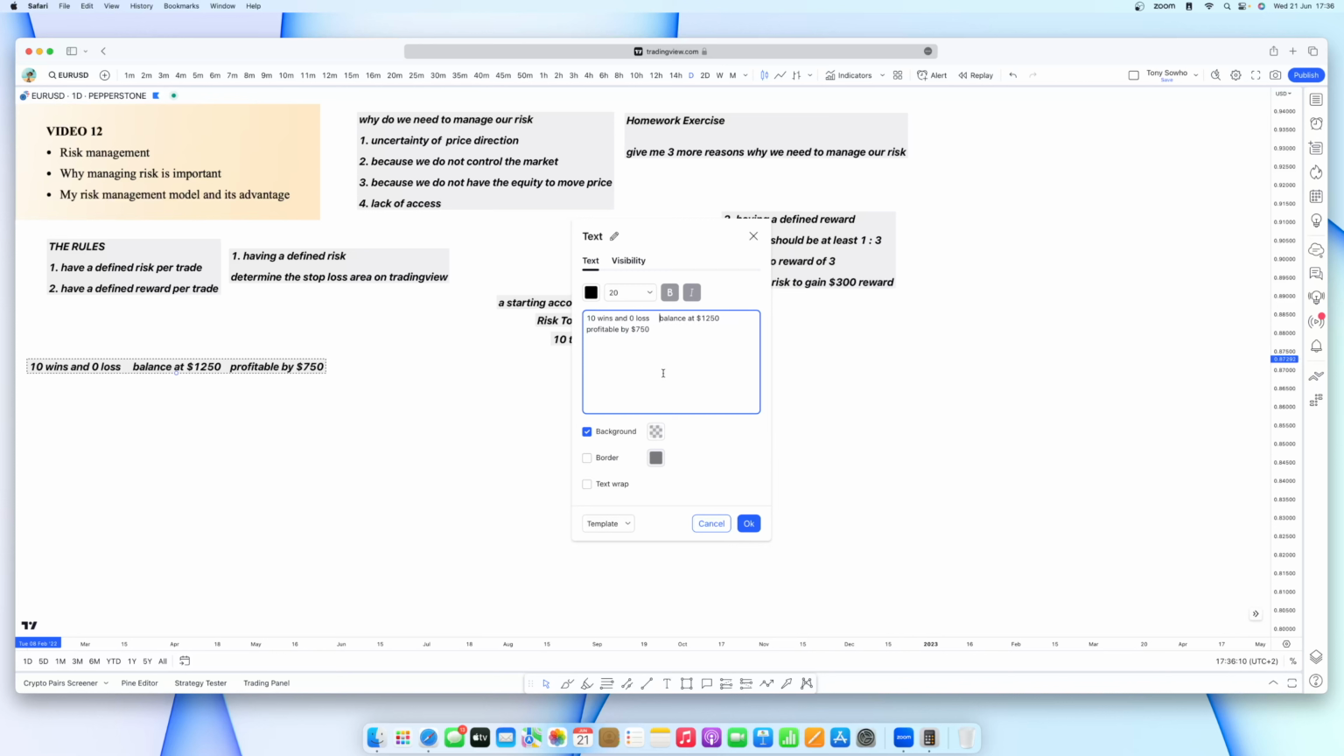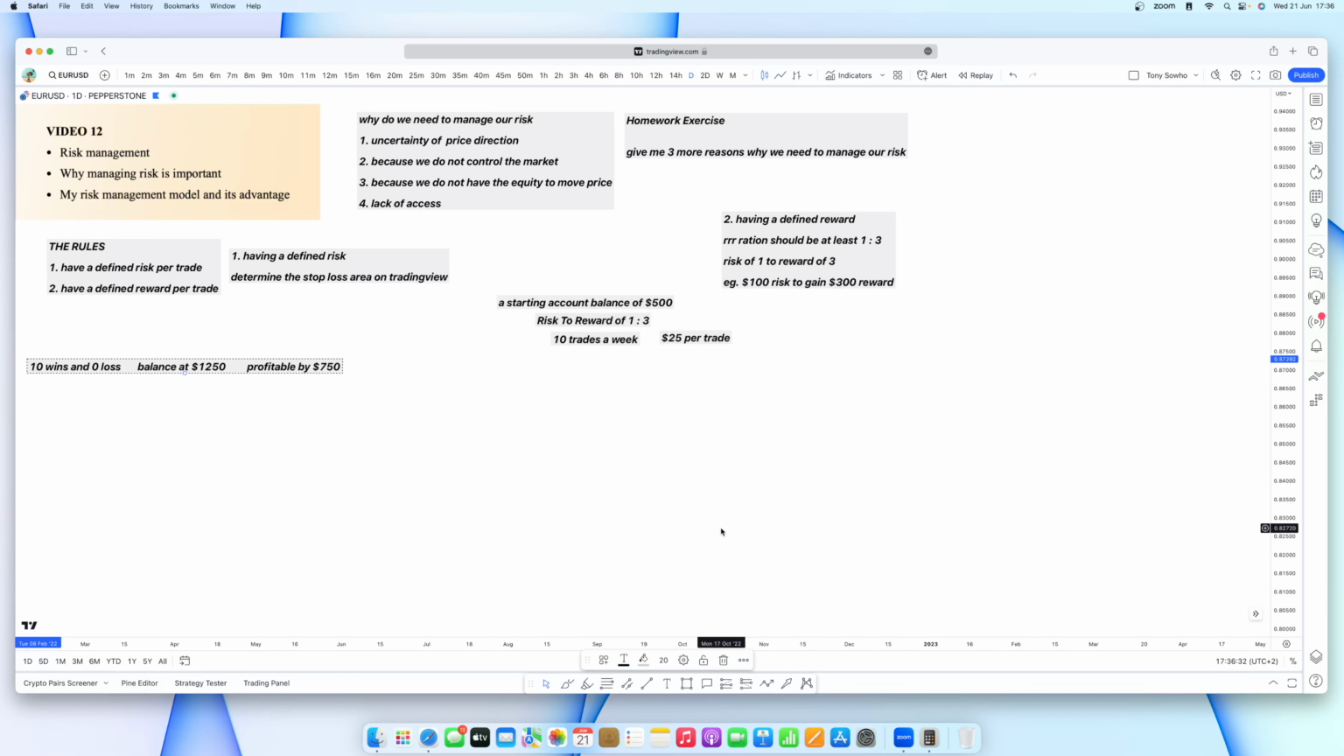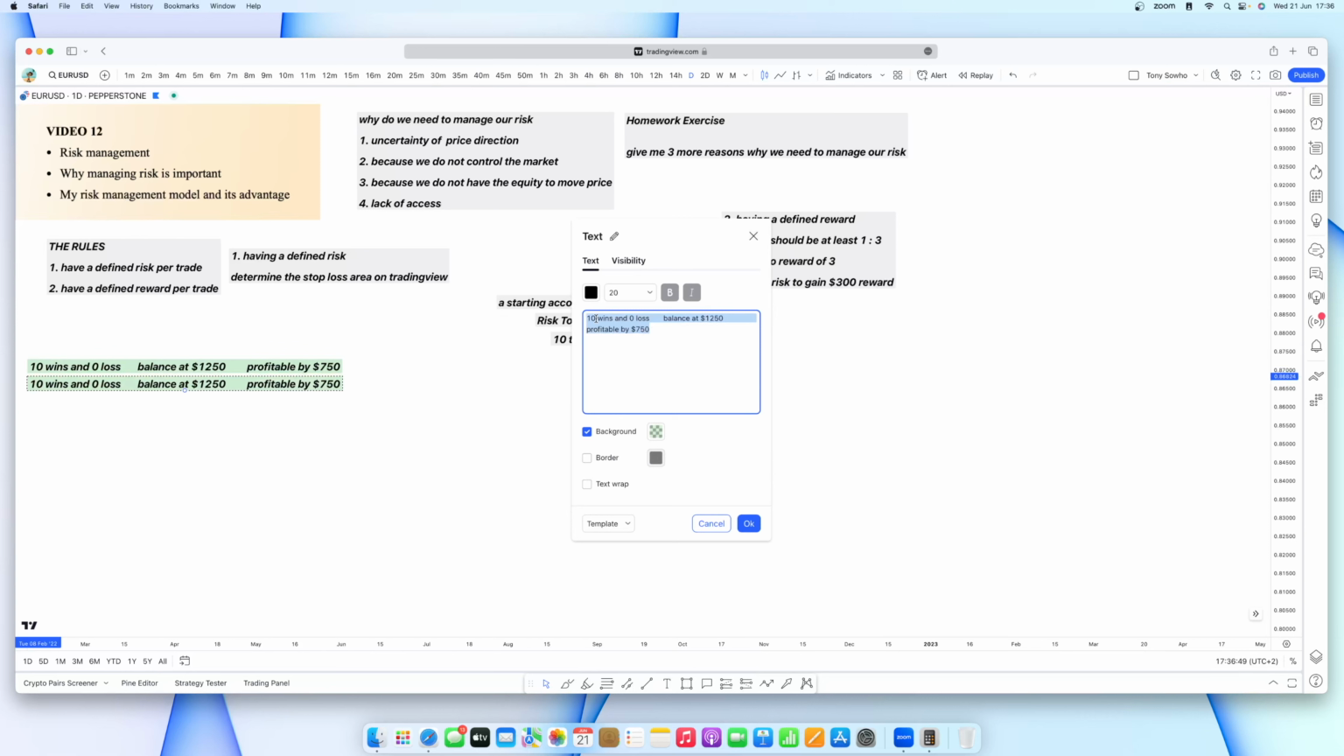So let me just adjust this. So balance adds. So you see, 10 wins, 0 losses. Your balance at the end of that week will be $1,250. You will be profitable by $750. So what happens now if we are starting from the best case scenario and worst case scenario? Now, by this, are you profitable or not? Definitely very obvious. You are profitable, so we can make this green. All right, so now we're going to bring this down and just change it. Okay, so now what happens if you have 9 wins?